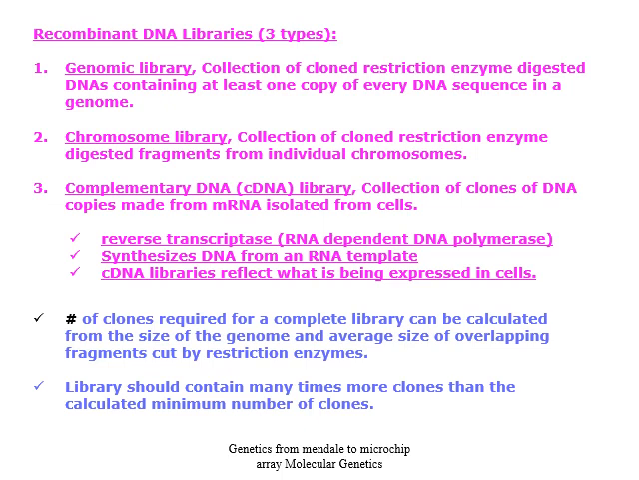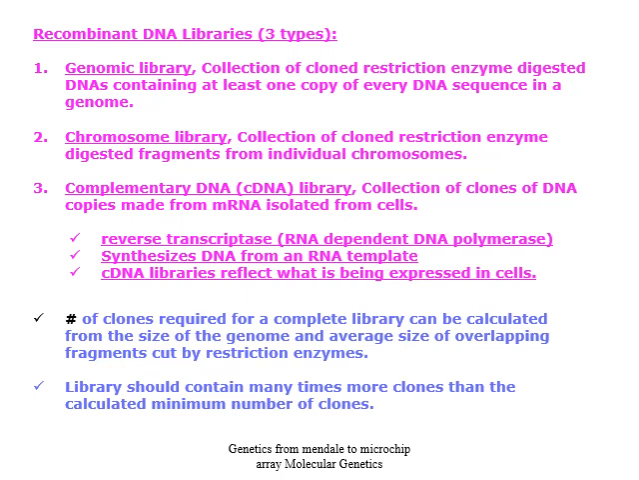Recombinant DNA libraries. A genomic library is a collection of cloned, restriction enzyme digested DNA containing at least one copy of every DNA sequence in the genome. A chromosome library is a collection of cloned, restriction enzyme digested fragments from an individual chromosome. A complementary DNA library is a collection of clones of DNA copies made from the RNA isolated from the cells. Reverse transcriptase, an RNA-dependent DNA polymerase, synthesizes DNA from the RNA template. Complementary DNA libraries reflect what is being expressed in cells.